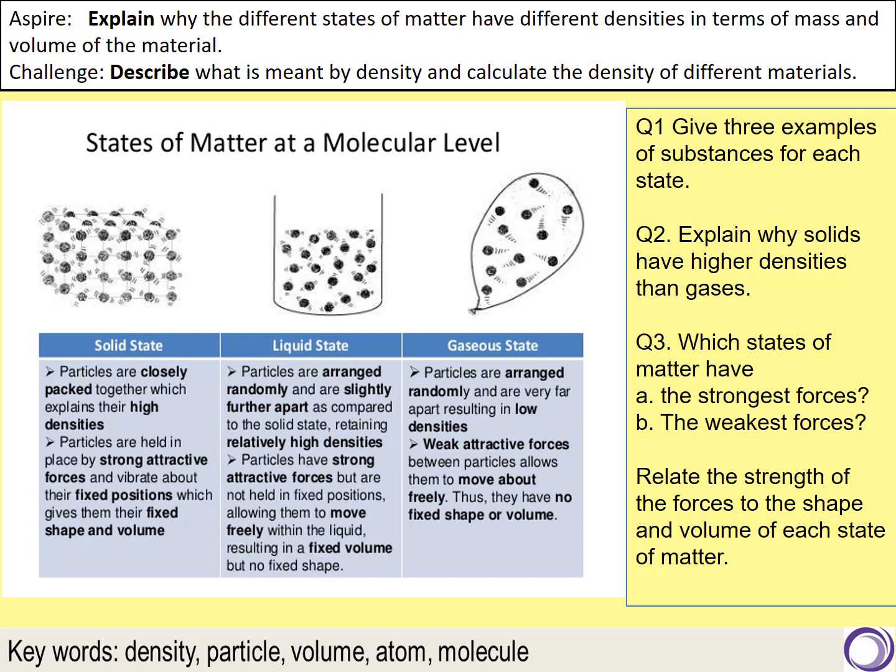I'll give you 3 minutes, answer those 3 questions, 3 examples of each. So I want 3 examples of solids, 3 examples of liquids, 3 examples of gases. Why does a solid have a higher density than a gas? And then which states of matter have 1, the strongest force, and 2, the weakest forces? Off you go.